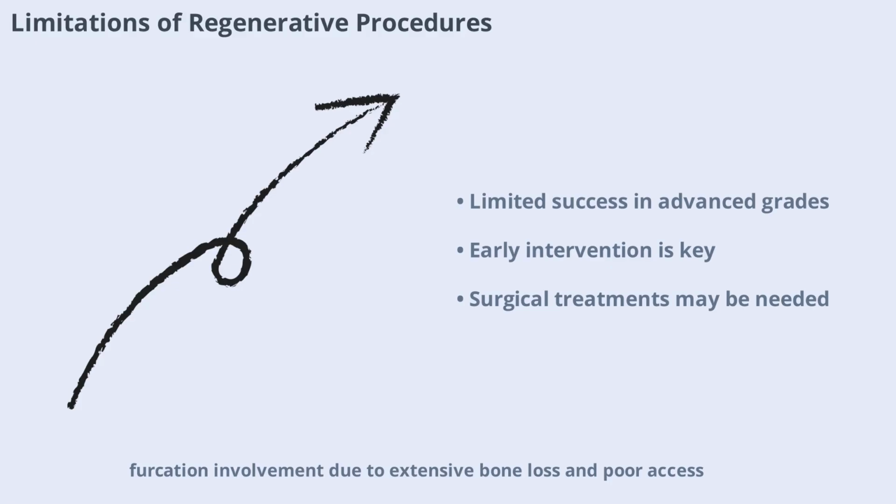Regenerative procedures have limited success in Grade 3 and 4 furcation involvement due to extensive bone loss and poor access. Early intervention is crucial for achieving favorable outcomes, as advanced lesions are less responsive to regenerative therapy.